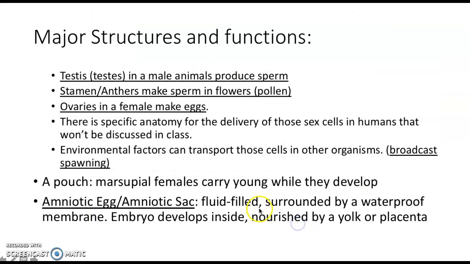Okay? Now then, reproductive structures and organs. Okay? Sperm are made in animals in structures called the testes. One is called a testis. The stamens and anthers are the structures in plants that make the sperm. And then ovaries are the organs in a female that makes eggs. Okay? Again, broadcast spawning is one way to get those cells to find each other. Other major structures are a pouch in marsupials, and then of course that amniotic egg or amniotic sac that's so important for keeping embryos safe.